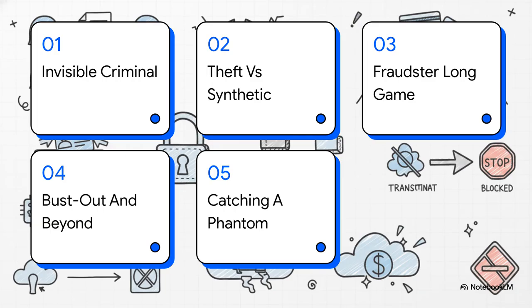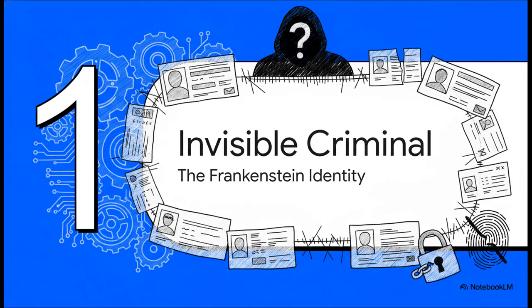So, here is our roadmap for this explainer. We're going to hit 5 key areas today. First, we'll meet this invisible criminal. Second, we'll compare theft versus synthetic fraud. Third, we'll track the fraudster's long game. Fourth, we'll look at the dramatic climax known as the bust out. And finally, we'll figure out exactly how we can go about catching a phantom customer. Okay, let's kick things off with part 1.